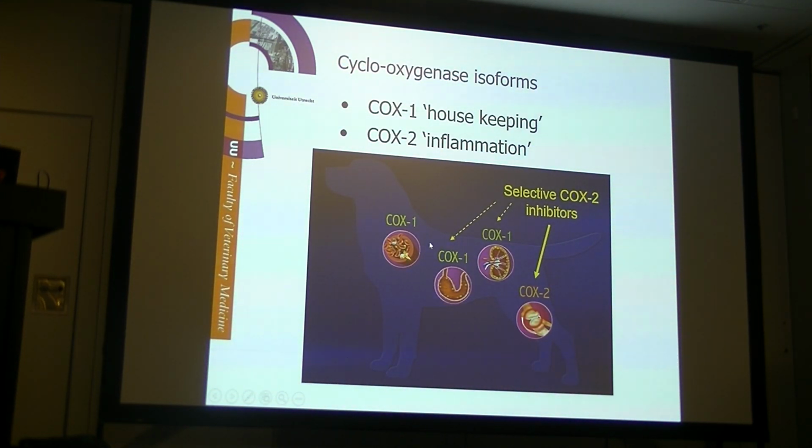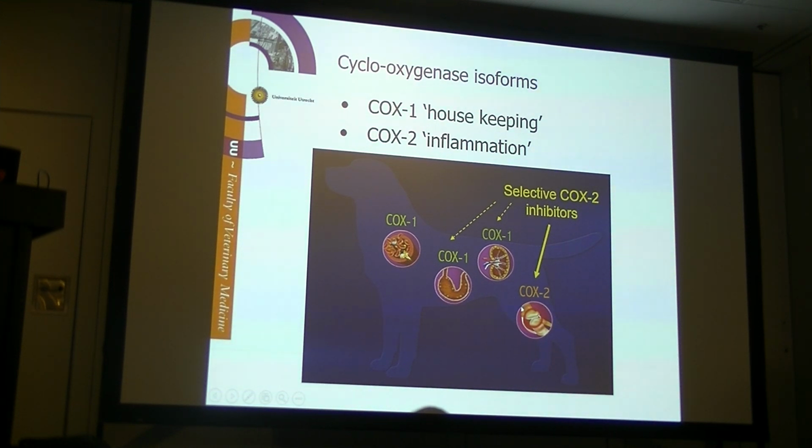Now the COX enzymes are everywhere in the body. We have the COX-1 enzymes, we have the COX-2 enzymes. And the COX-1 enzymes are actually the good COX enzymes. So we do not want to inhibit these enzymes, the COX-1. We only want to inhibit the COX-2 that are involved in this pain pathway.